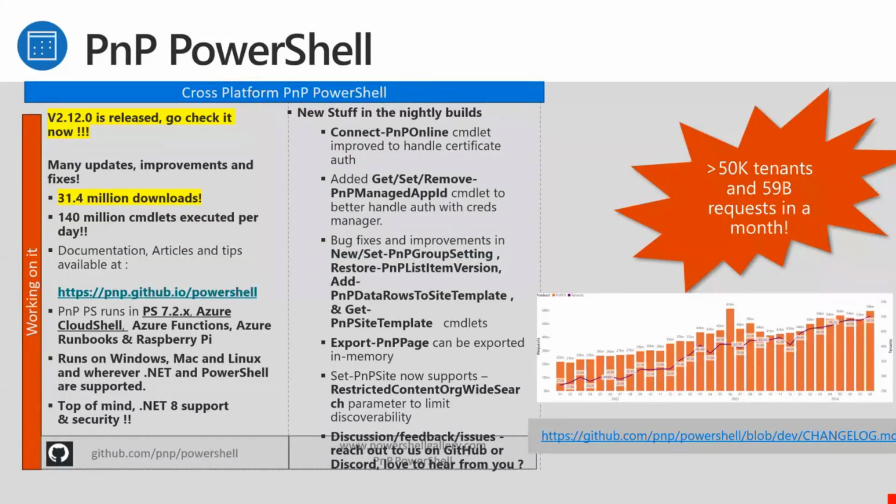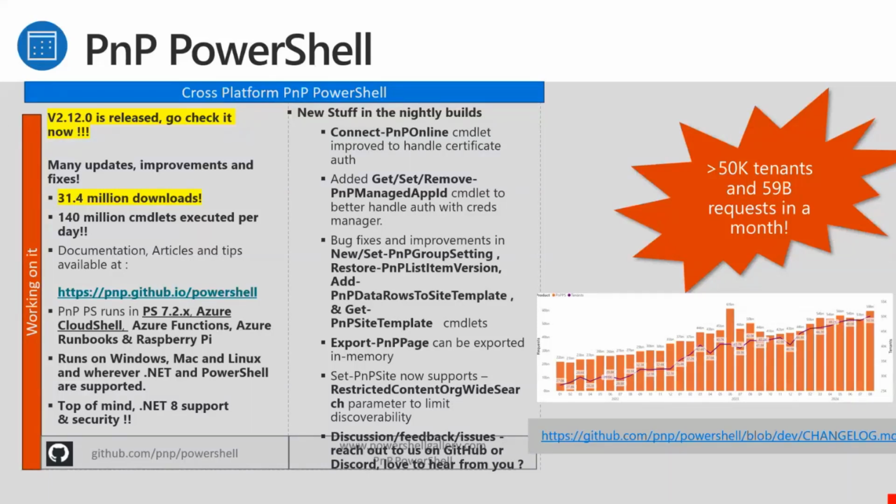We also improved export PNP page. So now you can export that in memory and use it to apply that particular page into a destination site collection. For Copilot enthusiasts, we also added this particular command, which is called restricted content org wide search. So you can limit the site collection from Copilot or something like that. That's what it does. What else? Would absolutely love to hear from you. Feel free to reach out to us on the discussion forum as well as on the issue list. Thanks. Over to you, David.